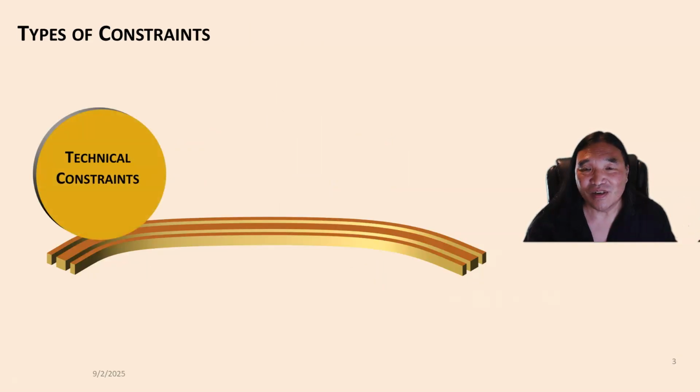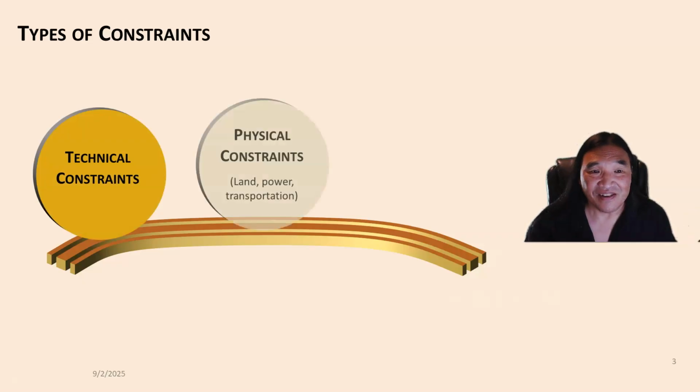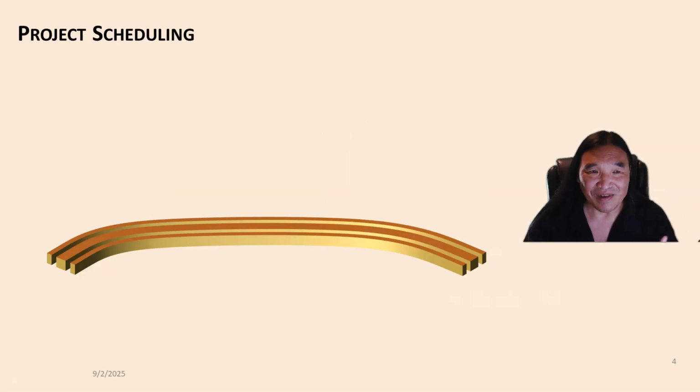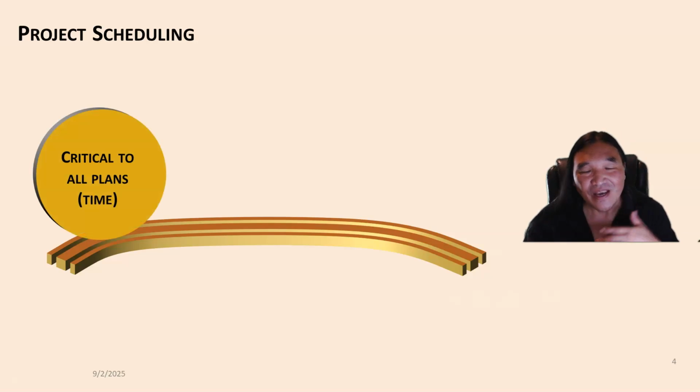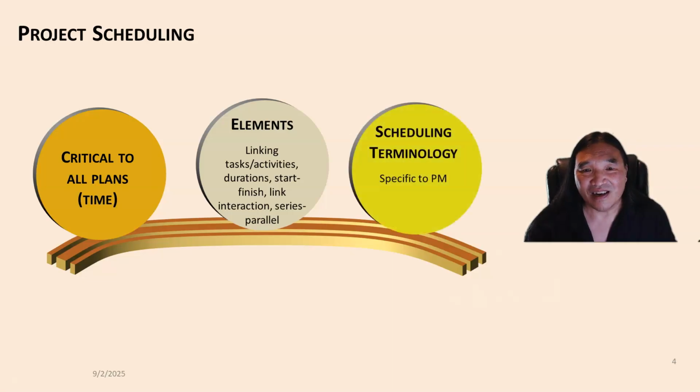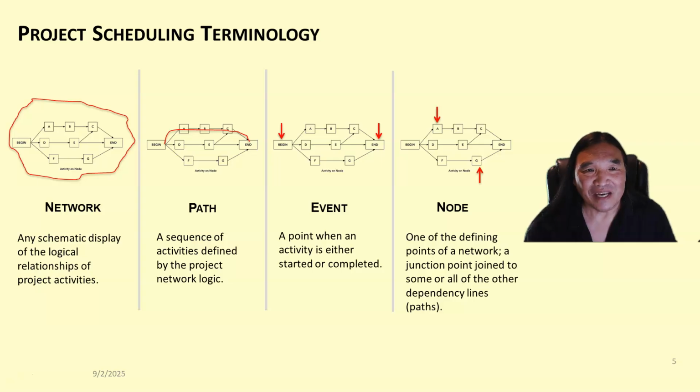So the types of constraints are we can have technical constraints, we can have physical constraints, and we can have resource constraints. These are the things that limit our project. And so time is critical to all plans. What are the elements related to time? And what's the terminology in terms of how we schedule things in project management?